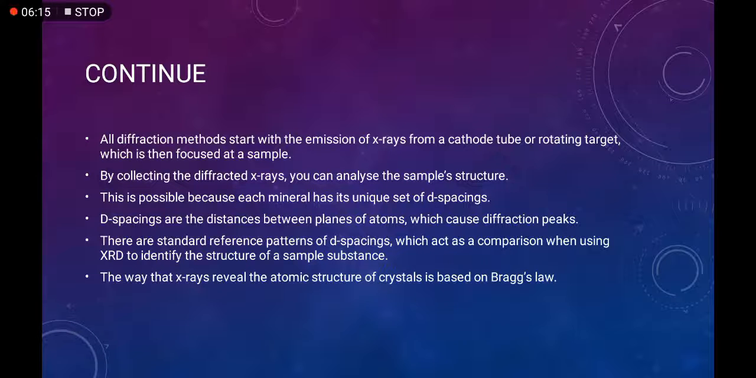All diffraction methods start with the emission of X-rays from a cathode tube or rotating target, which is then focused at the sample. By collecting the diffracted X-rays, you can analyze the sample structure. This is possible because each mineral has its unique set of d-spacings. D-spacings are the distances between planes of atoms which cause diffraction peaks.